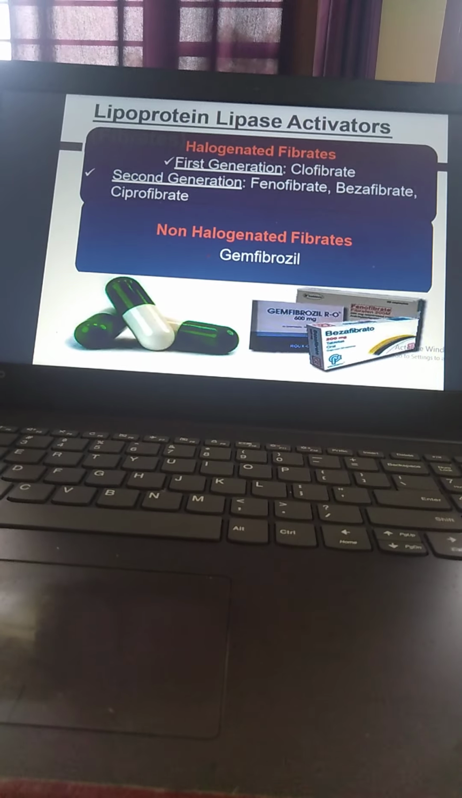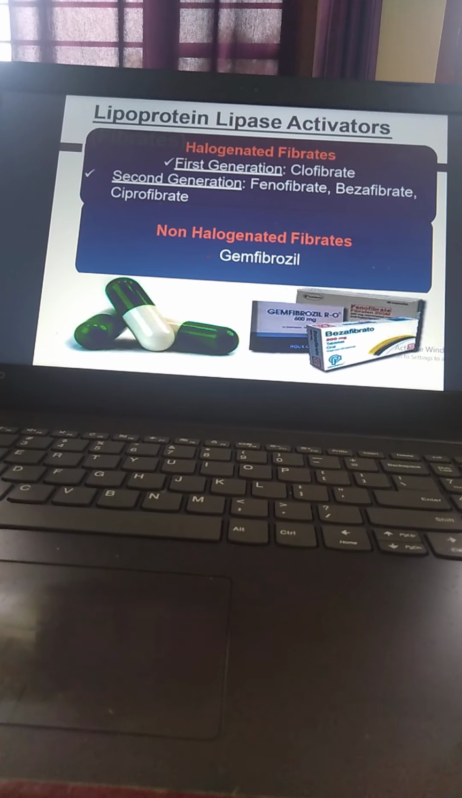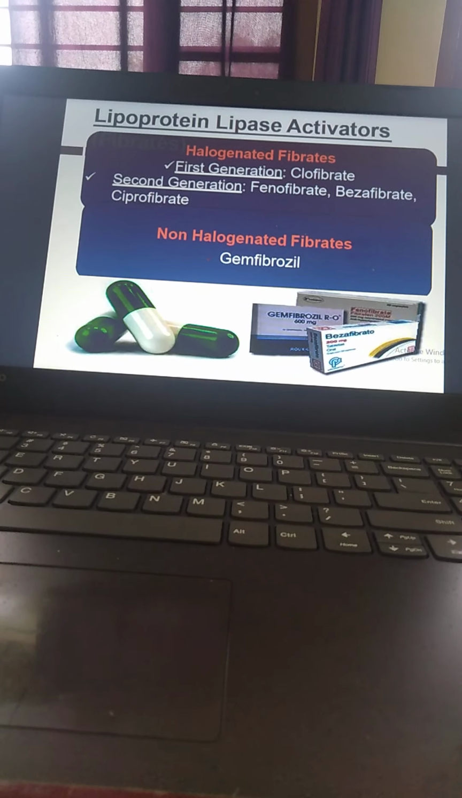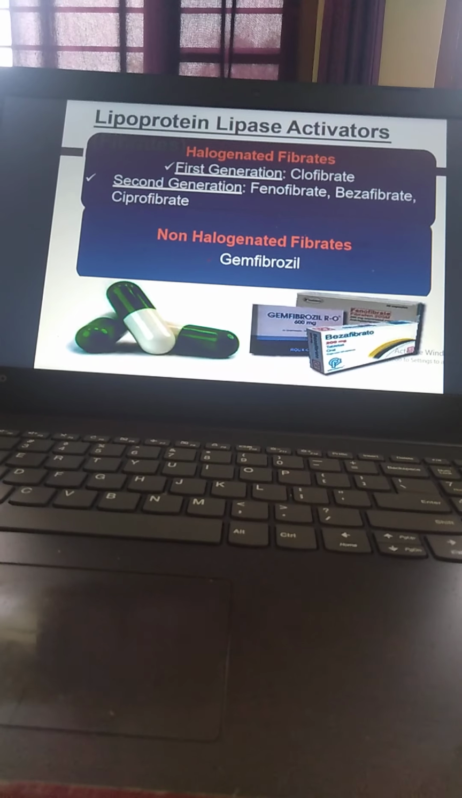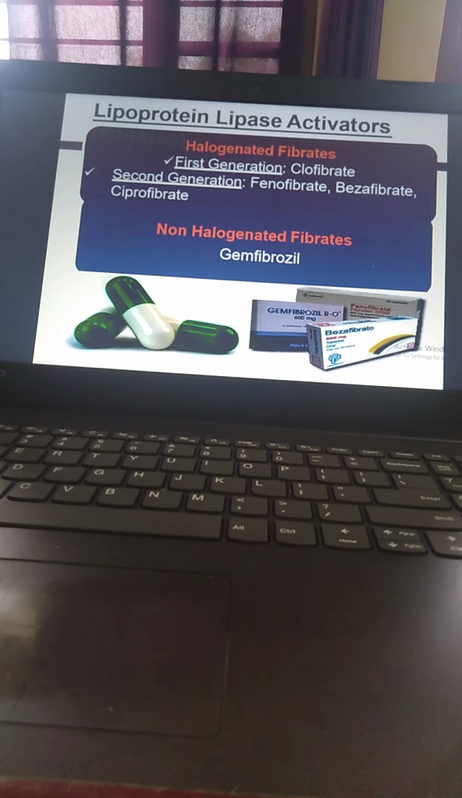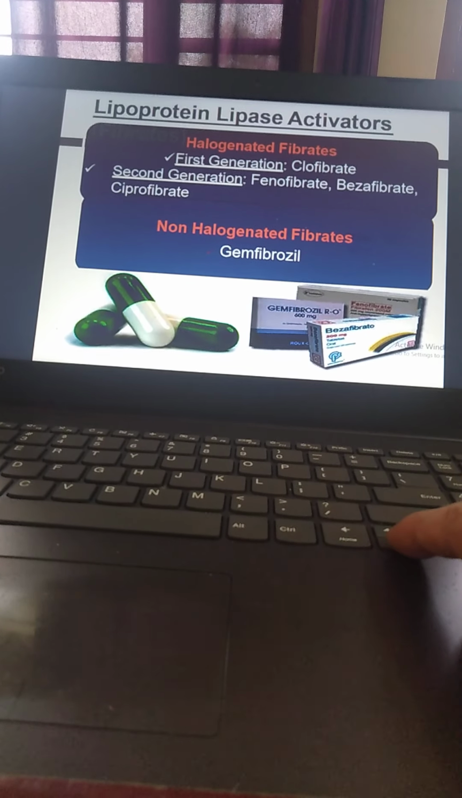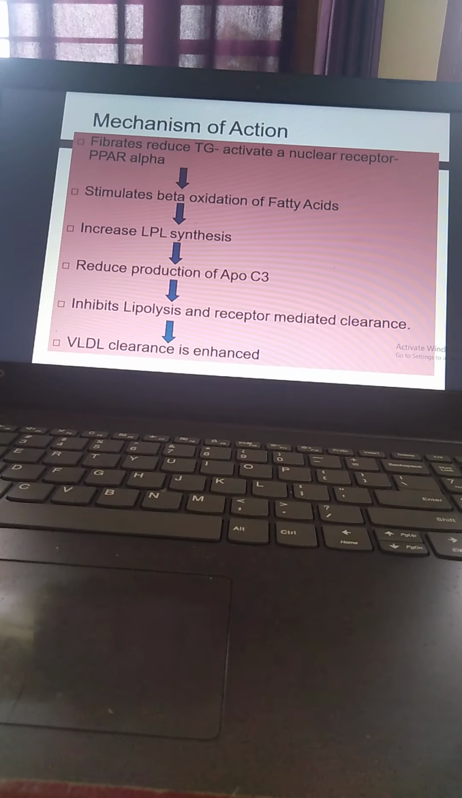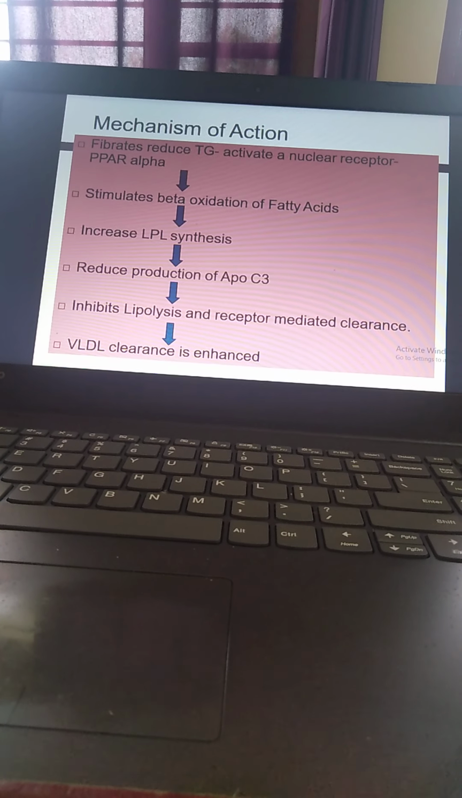Now the lipoprotein lipase enhancers, the fibrates. The halogenated fibrates are the first generation clofibrate, and the second generation fenofibrate, bezafibrate, and ciprofibrate. The non-halogenated fibrate is gemfibrozil.